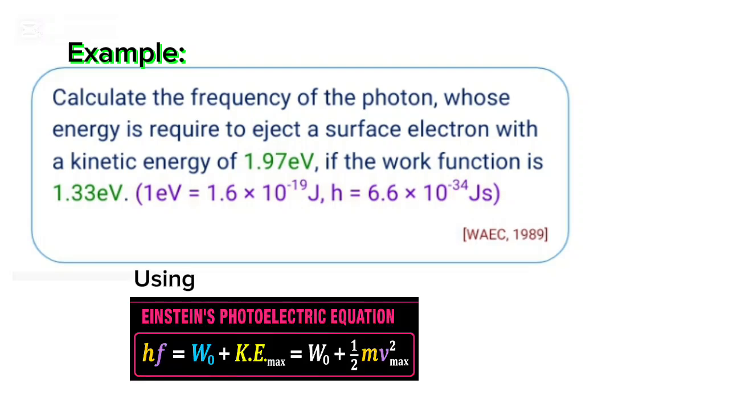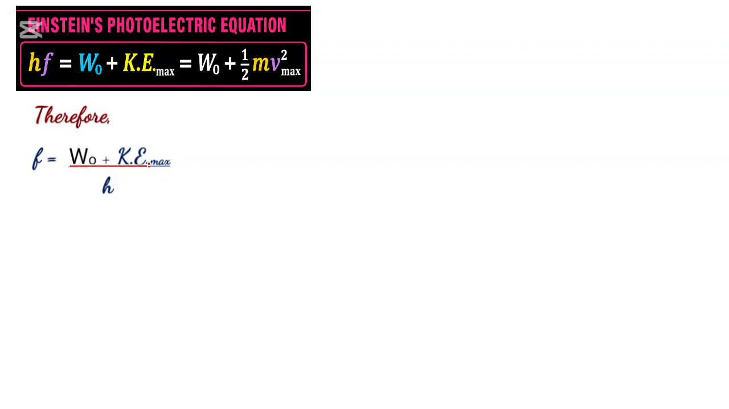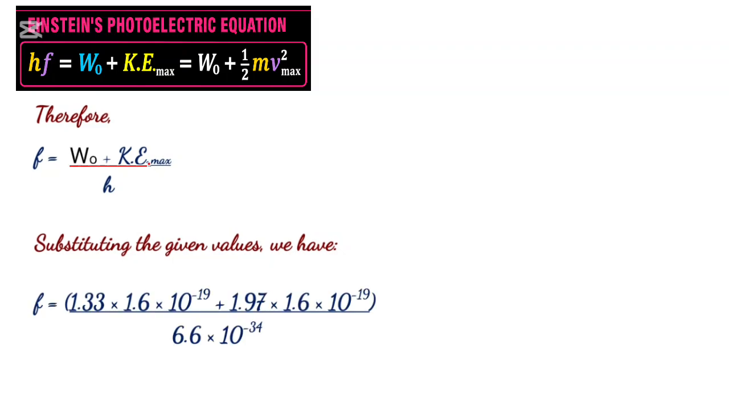Using Einstein photoelectric equation, hf = W + kinetic energy. Therefore, f = (W + kinetic energy) divided by h. Substituting the given values, we have f = (1.33 times 1.6 times 10 to the power of minus 19 plus 1.97 times 1.6 times 10 to the power of minus 19) divided by 6.6 times 10 to the power of minus 34.